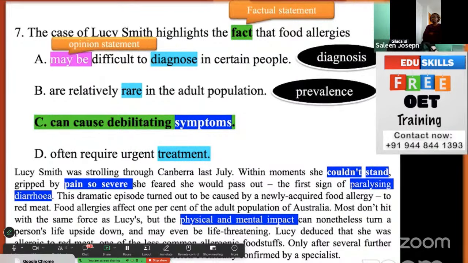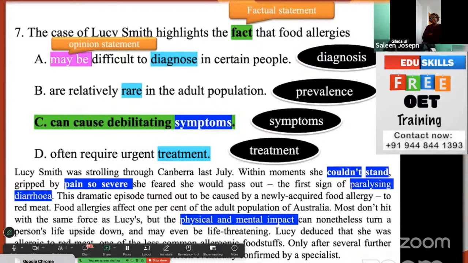The concept is diagnosis and prevalence. This is what I said. The word "rarely" in "you have food allergies" means prevalence is very less. Prevalence, and "can be debilitating" is symptoms. So the concepts are treatment, diagnosis, prevalence, symptoms.